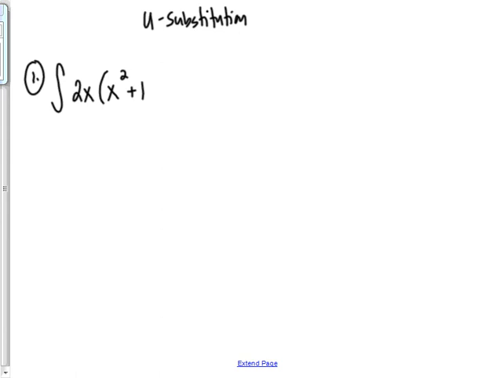all u substitution. Okay, so I'd love to be able to distribute that 2x, but the problem is I can't because this is a fourth power and not a first power. So when you have this case, what you want to do is say, all right, first thing I want to do is try to find u. We let u be the inside of the parentheses. So u would be x squared plus 1.